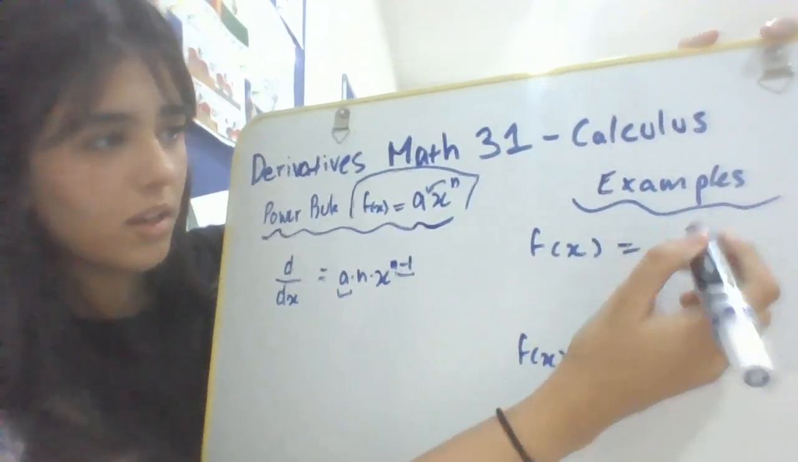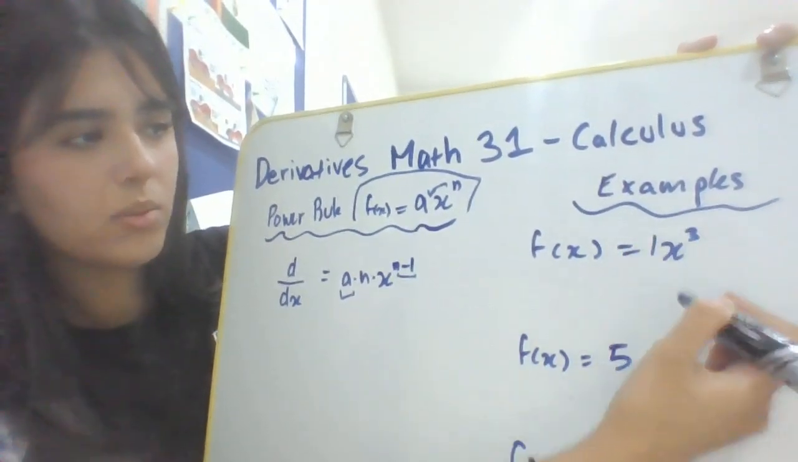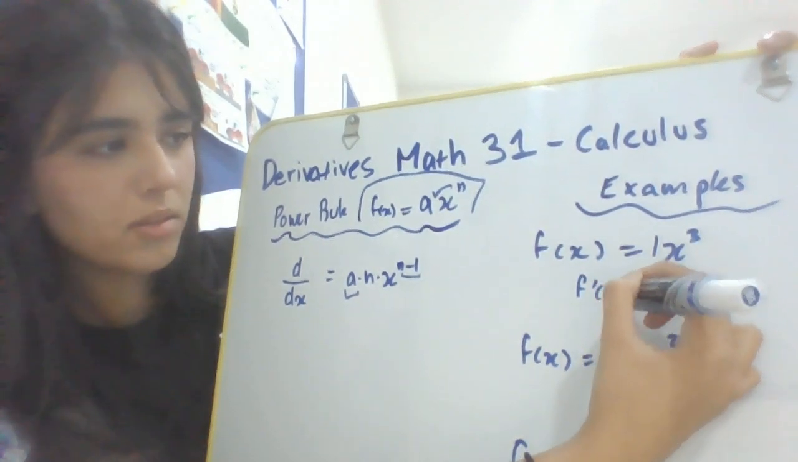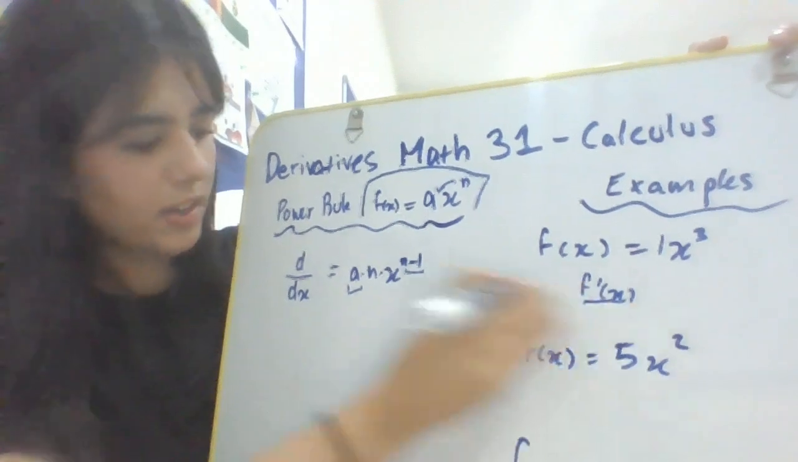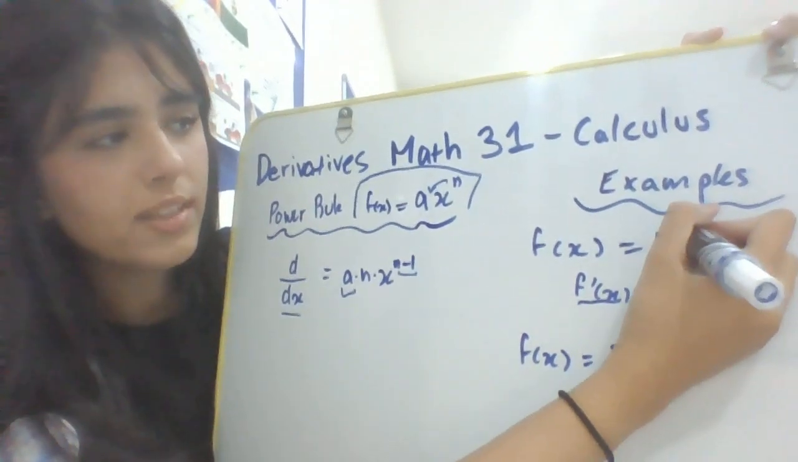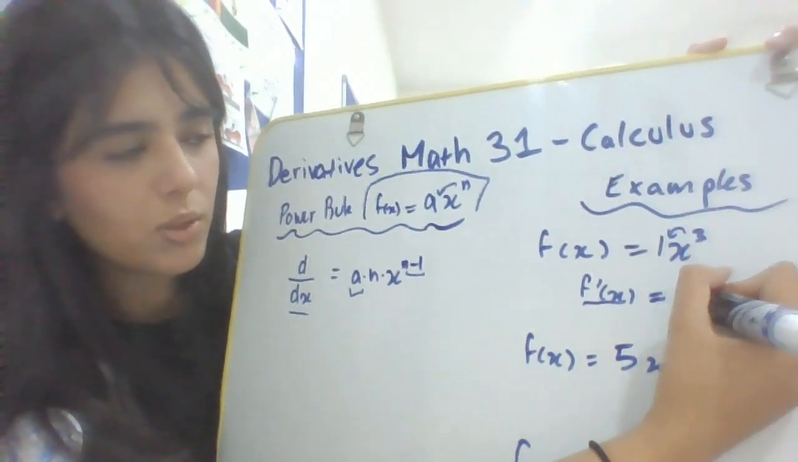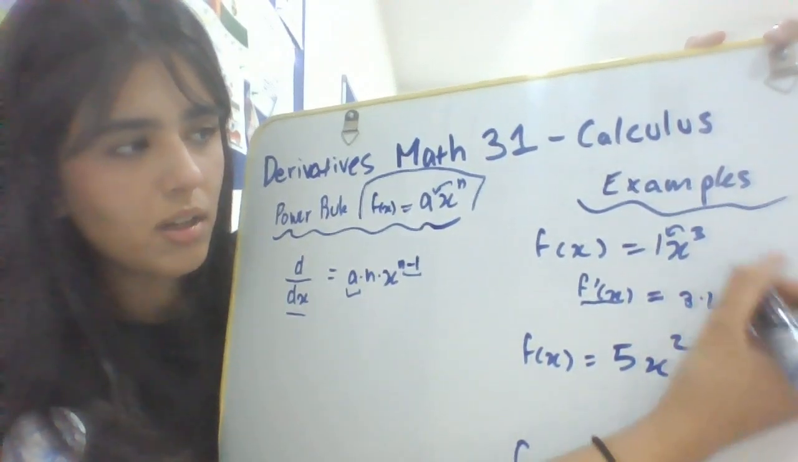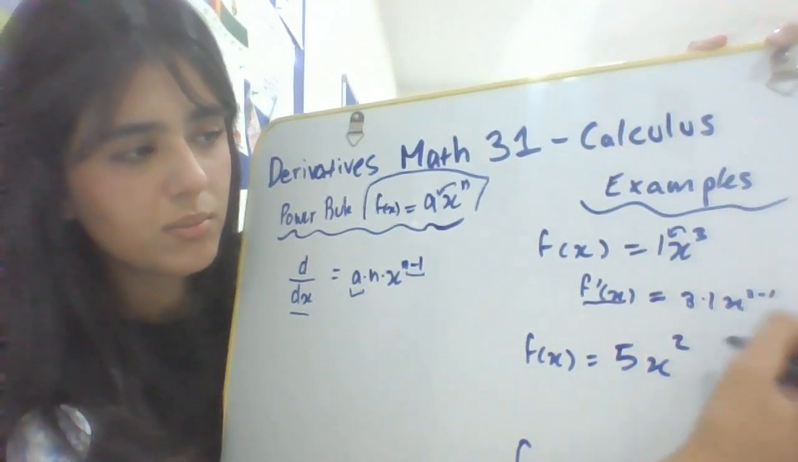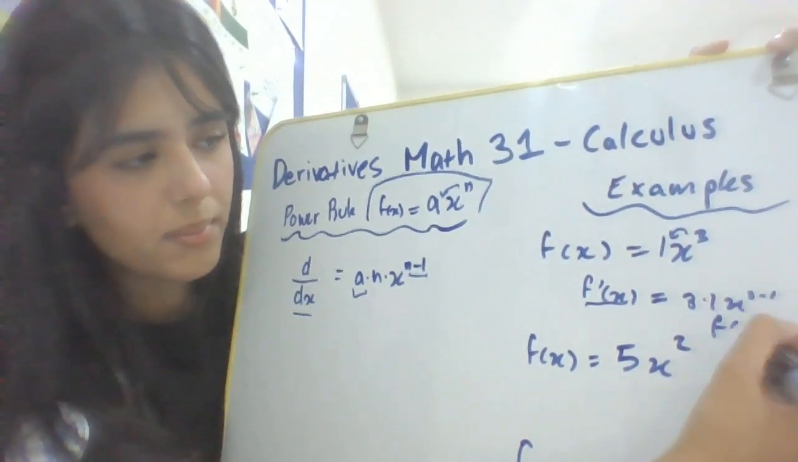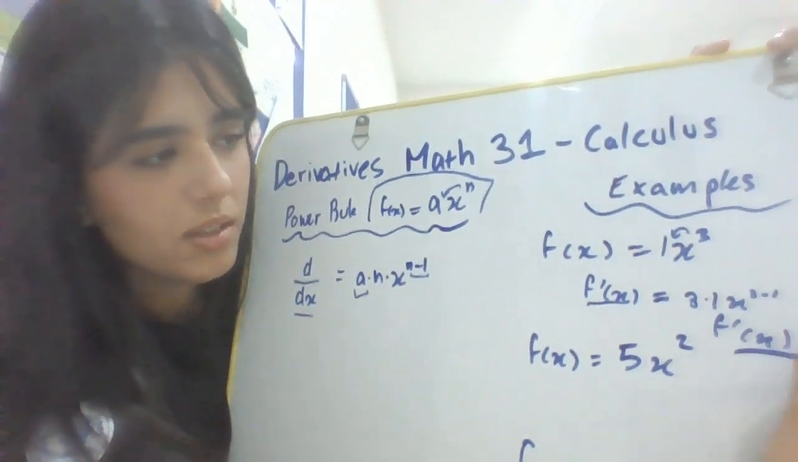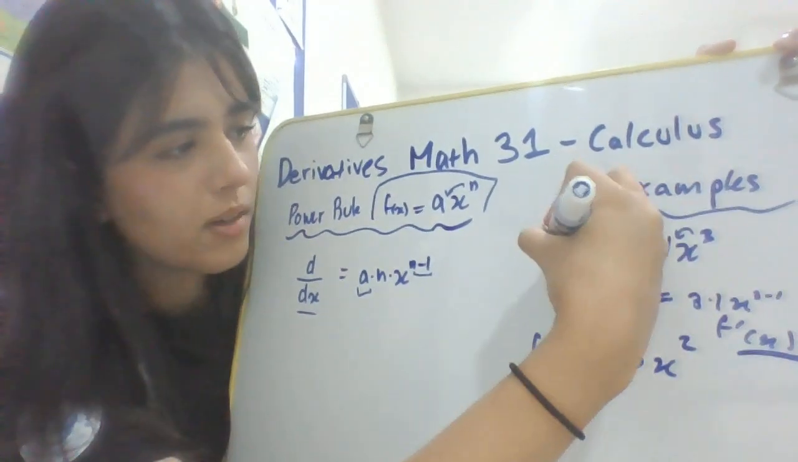So here, if you're confused about the a, you can just assume that the a is 1. Then you can write f prime of x. This f prime of x means the same as d by dx. Just easier to write it that way. You'll bring the 3 down because it's n. So 3 times 1, x, and then this is n, so n minus 1, 3 minus 1. Now you'll just simplify. It equals 3x squared. This is the derivative of this equation.